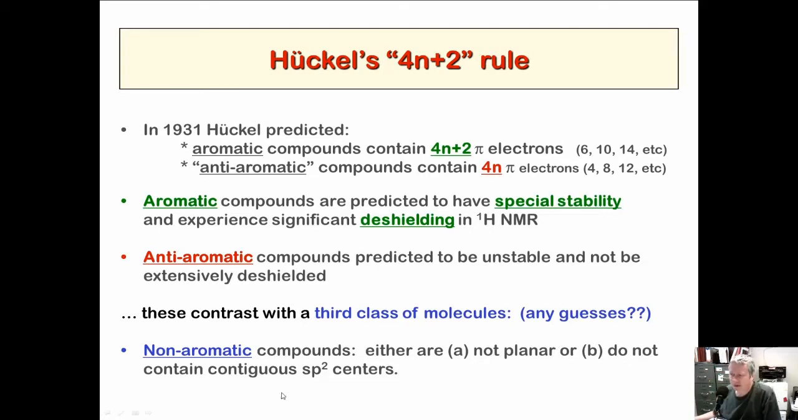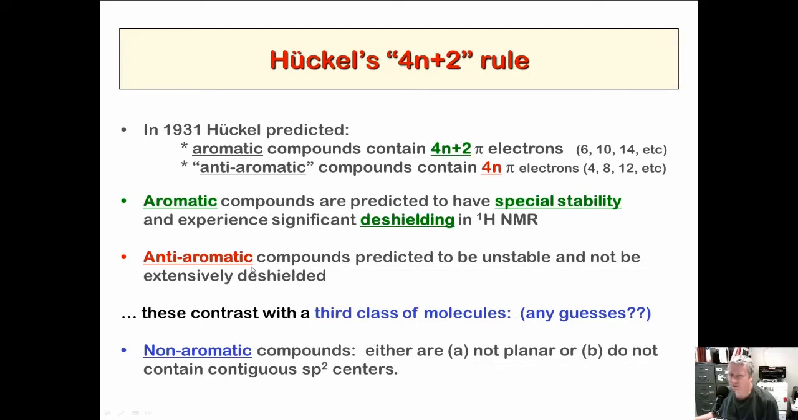Alternatively, non-aromatic do not contain contiguous sp2 centers, right? Contiguous sp2. So you need sp2 centers all around. What if you got an sp3 somewhere in the ring? Could it be aromatic or anti-aromatic if you have an sp3 somewhere? No, it can't. That'll automatically make it non-aromatic. Non-aromatic, basically, all the double bonds act like alkenes. It's not super unstable, but it's not stable either, all right?